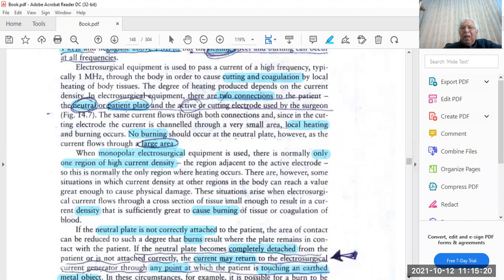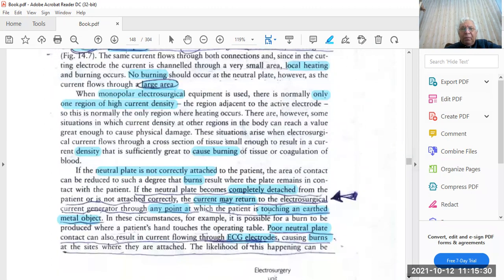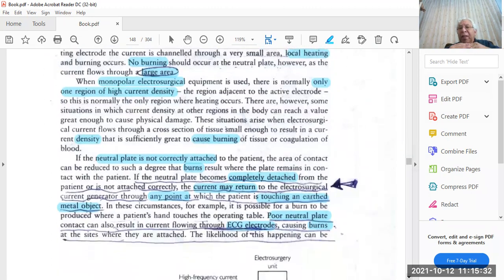Of course, electromechanical equipment causes waves which can interfere with the ECG waves. Of course, if this plate is completely dissociated from the patient, the current, whether it's touching the patient or not touching the patient, must pass through a port. So it may pass by the electrodes. It might pass by the patient touching an earthed equipment.